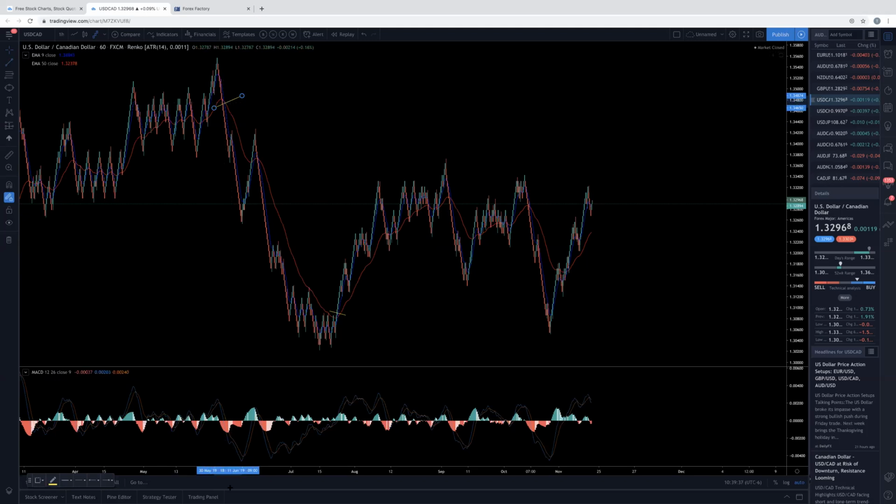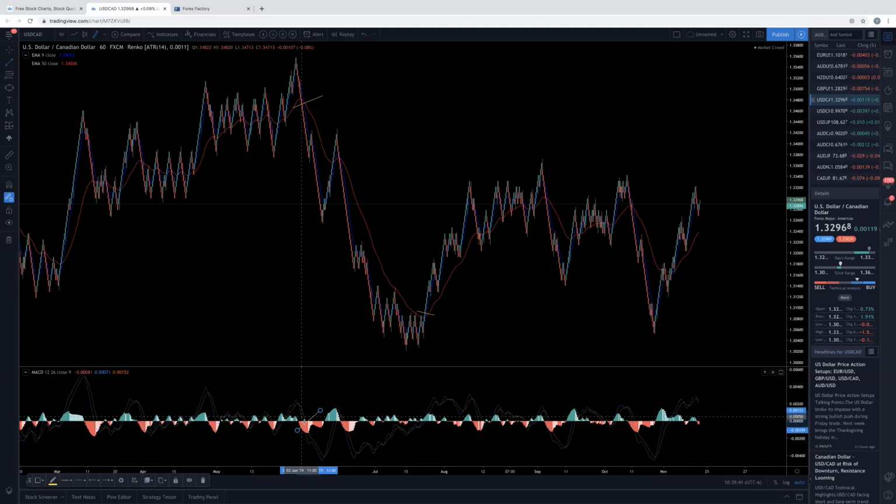Your MACDs are crossing at the bottom. The MACD crosses as well. Now, my MACD crosses my histogram. Now, remember, we're dealing with pure price.